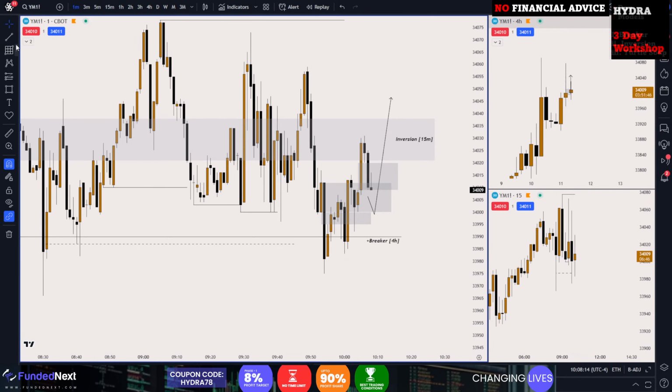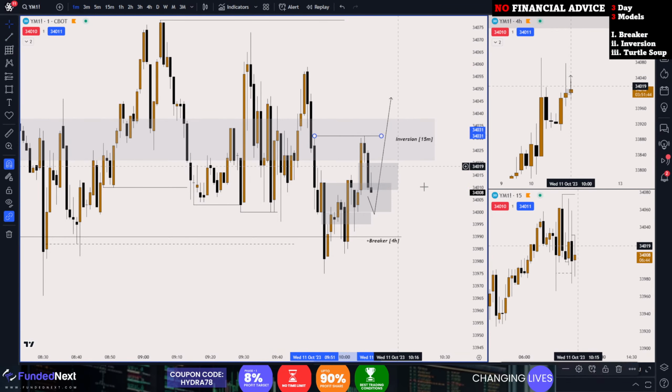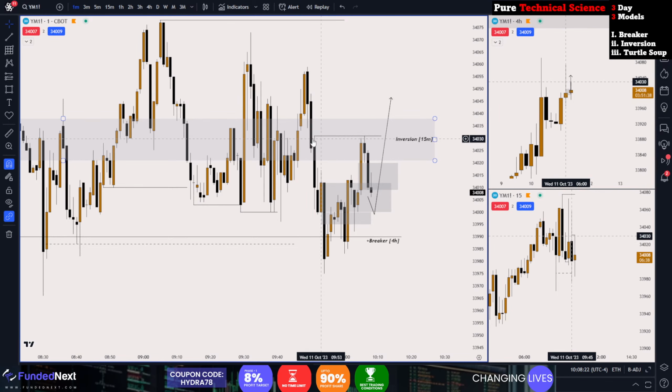So price generated relative equal highs again. So do you guys see now why even after seeing a plus setup, I didn't execute it? Because of this, the manipulation, the choppiness that price does before a high impact news.